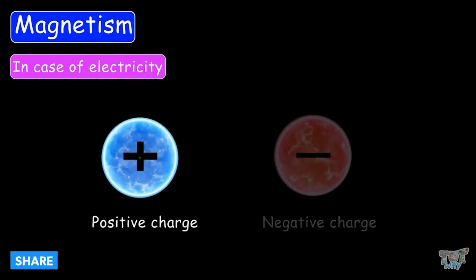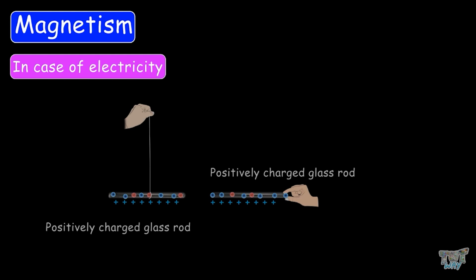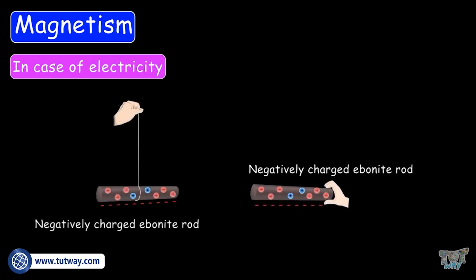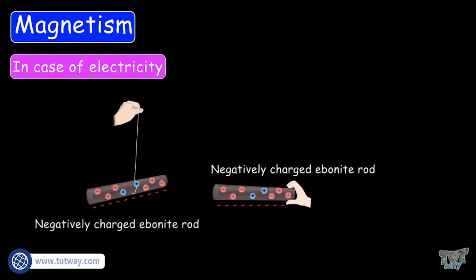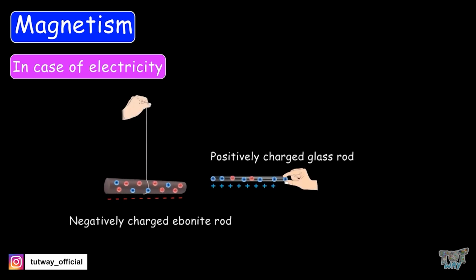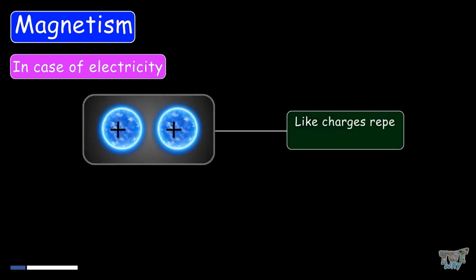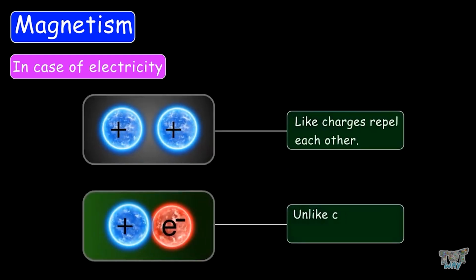In the case of electricity, we have two types of charges, positive charge and negative charge. When we bring a positive charge near another positively charged object, they repel each other. And when we bring a negative charge near another negatively charged object, they repel each other. When we bring a positive charge near a negative charge, they attract each other. That means like charges repel, and unlike charges attract.